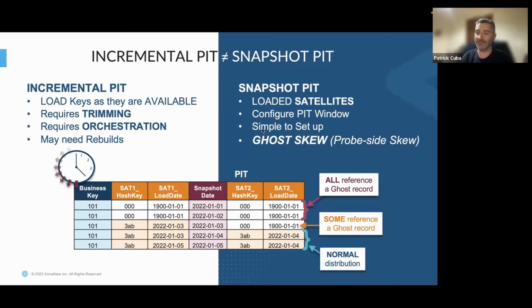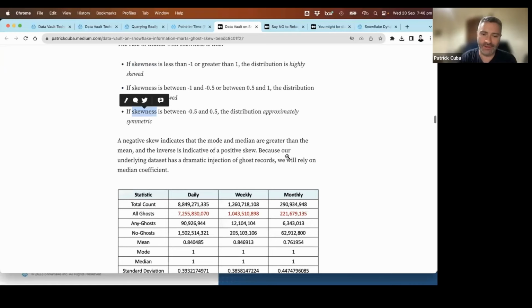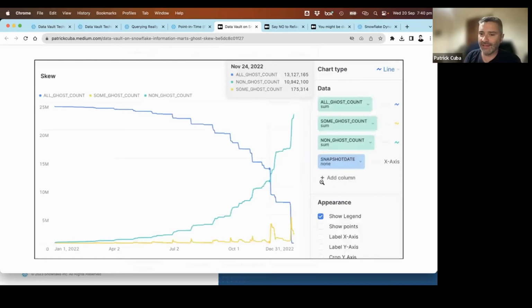So to emphasize the point, if I go down to running stats, right? The blue line is the ghost record count, where for a business key, I've got nothing but ghost records from all the satellites. There's no existence of a business entity from those satellites at that point in time. And as the snapshot table grew, as it's building out, the number of those ghost records reduced to almost nothing because, you know, my end date being the 31st of December, I have all my business keys.